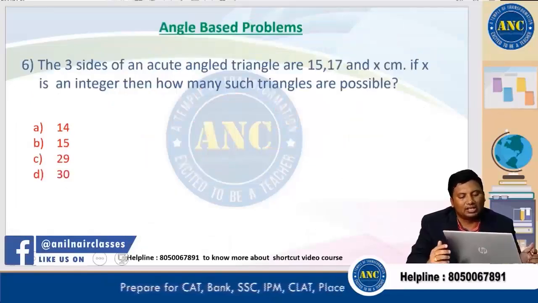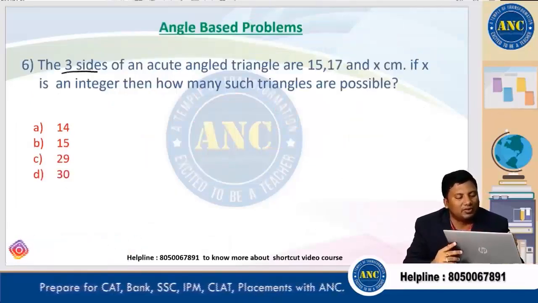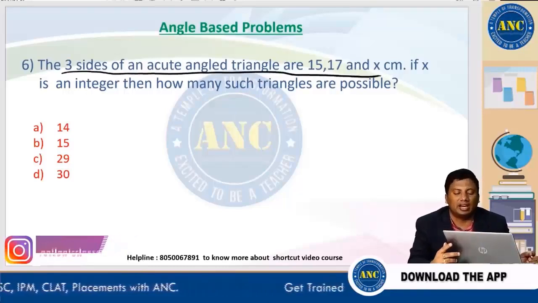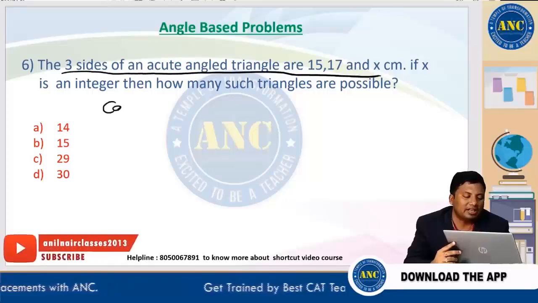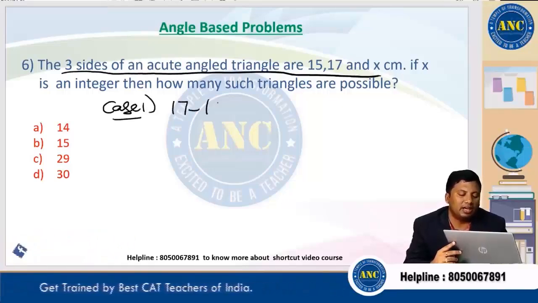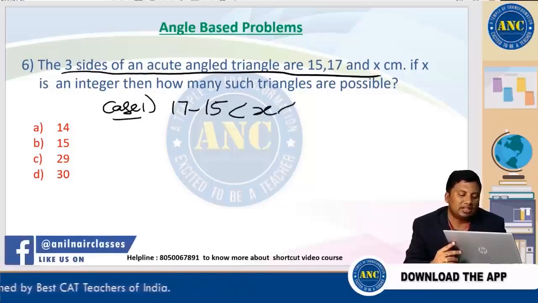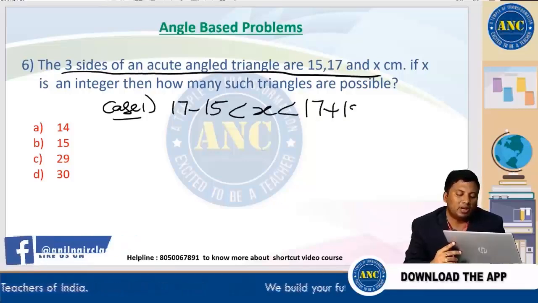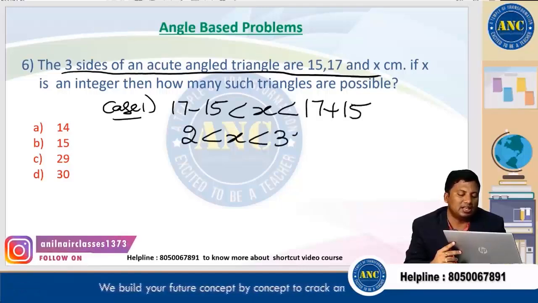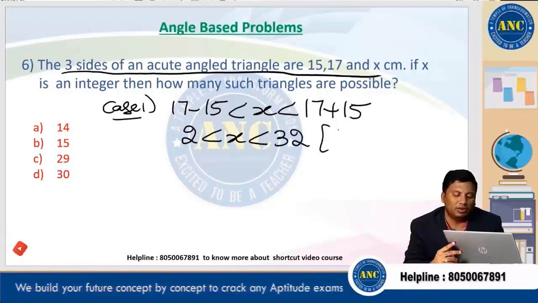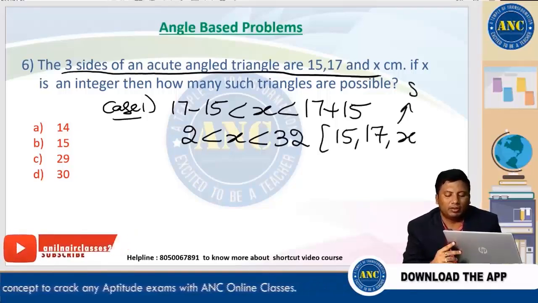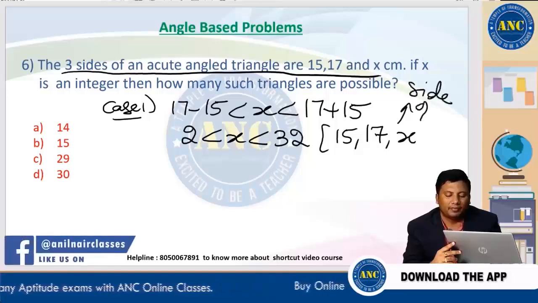Fifth one over. Sixth one. Now it's a very easy question once you understand. The three sides of an acute angled triangle are 15, 17 and x. Case 1 is 17 minus 15 less than x less than 17 plus 15. That means 2 is less than x is less than 32. This is for 15, 17, x to become the sides of a triangle.